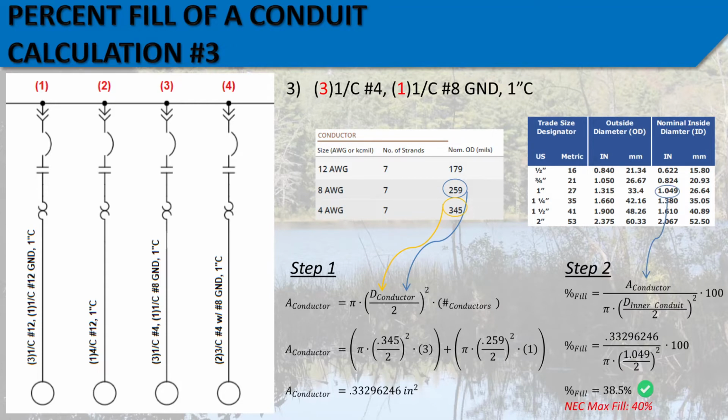Step 2 works the same way as the prior two examples. We're going to take that area of the conductor, plug that into our percent fill formula. Again, we have 1-inch conduit, and once you have everything plugged in and calculated, you come out with 38.5% fill. NEC tells us we're allowed 40% when we have 4 conductors in a single conduit. Again, we are below the limit specified in the NEC. Again, this is completely acceptable.